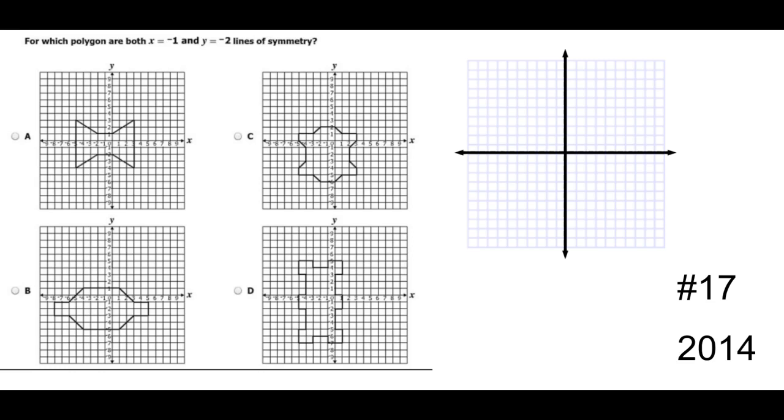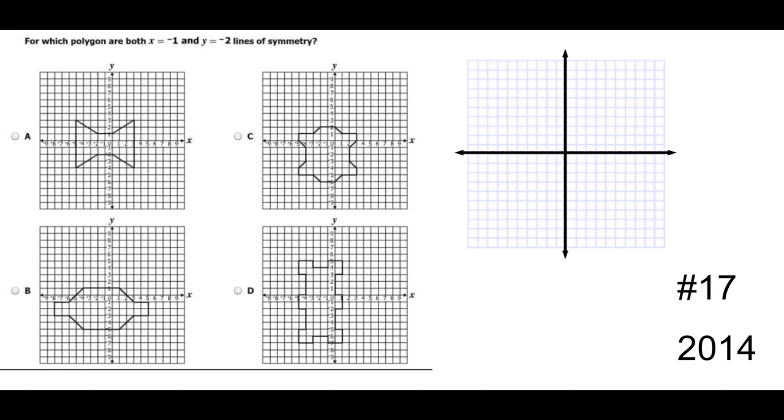All right, this is number 17 on the 2014 Geometry SOL, and it says, for which polygon are both x equals -1 and y equals -2 lines of symmetry. For this, I want you to think about it. We're graphing the line x equals -1, and we're graphing the line y equals -2, and then we're just going to pretend like it's a piece of paper and fold it on those two lines. And will the shape match up when you fold it on those two lines?